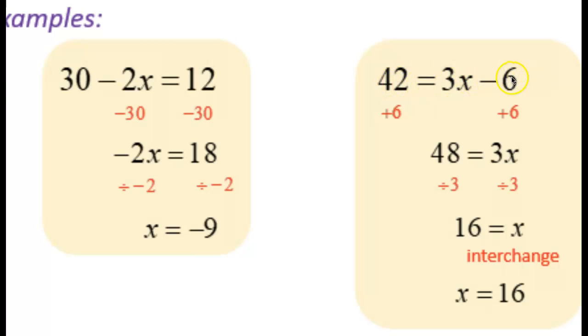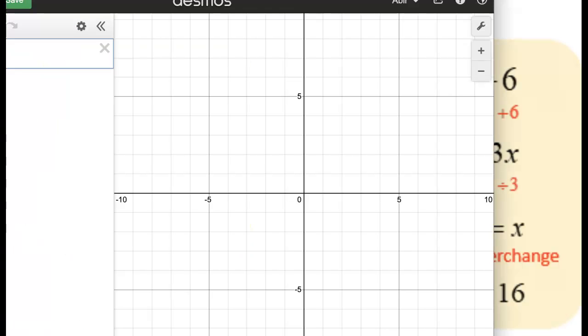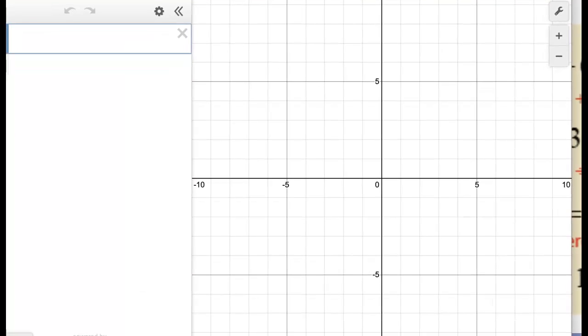If you solve the first one all the way down, you get x equals 16. If you solve this one, you also get x equals 16. So again, these are equivalent equations: if you solve them all the way down, you get exactly the same answer. The last piece I want to highlight today is about equivalent lines.